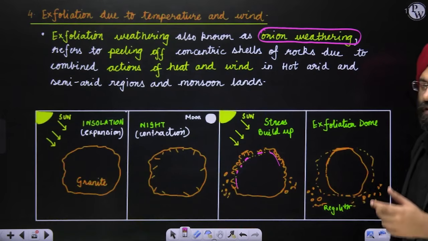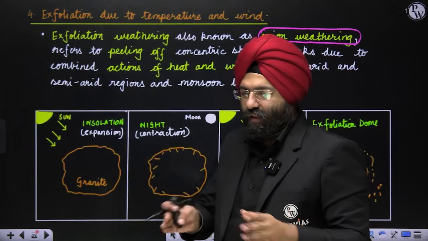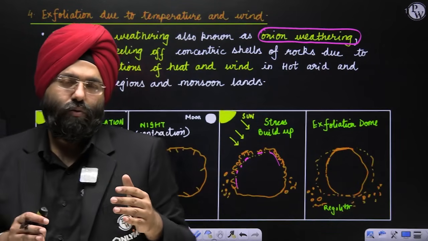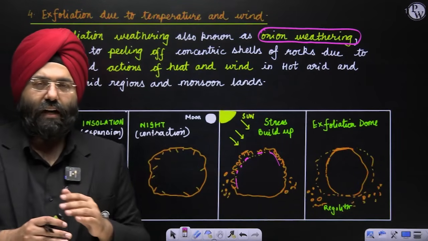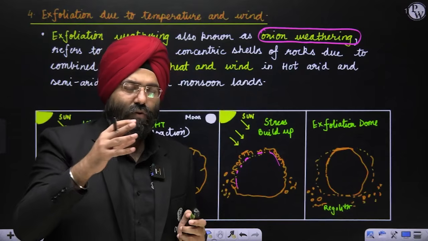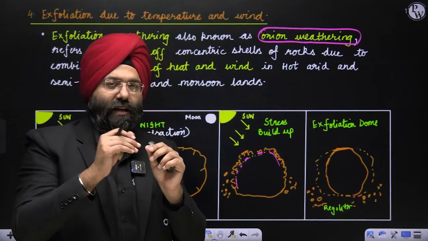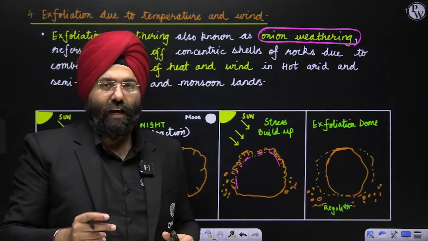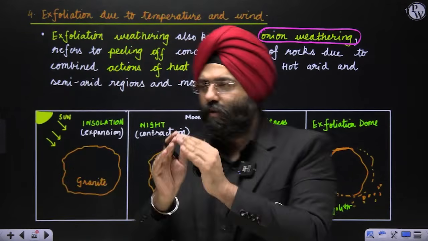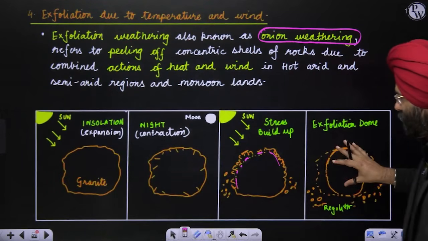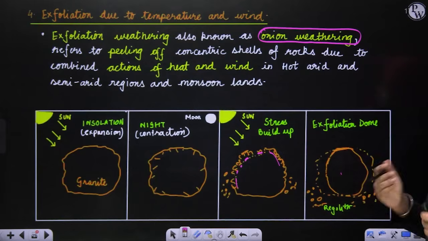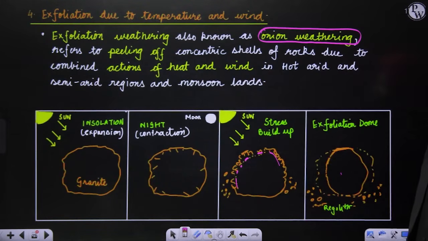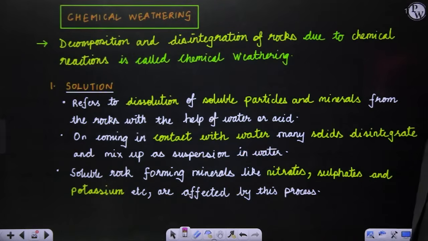This is known as onion weathering, because with time you will realize the outer layer is subjected to temperature variations during the day and the night, and the wind exerts an important influence where the cracks are developing, acting as a force for further disintegration. That leads to the outer layers slowly being removed and the size keeps on decreasing, and finally it will be non-existent. This is known as exfoliation due to temperature and wind. This was the physical weathering.